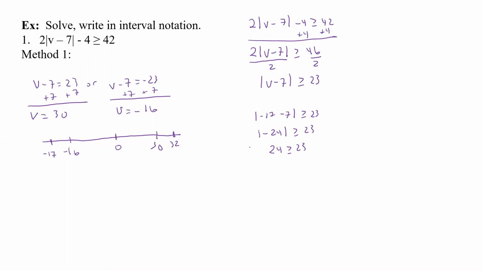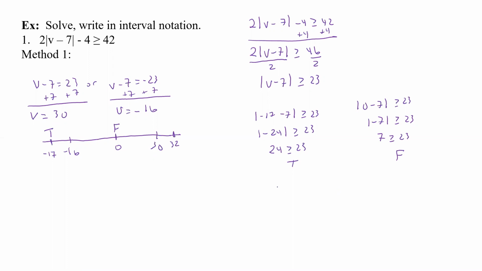Now let's see what we have for the other one. That's true, so that one works. Now, if we plug in 0, we have 0 minus 7 greater than or equal to 23. Then we have the absolute value of negative 7 greater than or equal to 23. The absolute value of negative 7 is 7. Well, that's false, so that one doesn't work.